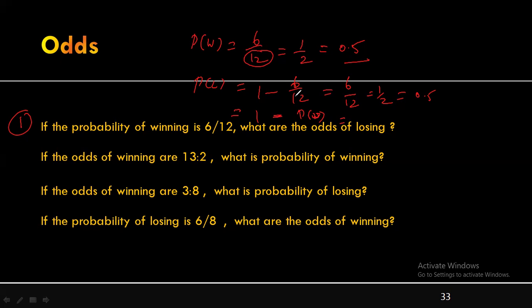Okay, how do I get 6 over 12 if I do 1 minus 6 over 12? That's basic math, right? So here, I just write it here. What is the common denominator? That is 12, right? So 12 into 1 is 12, minus 6, and 12 minus 6 is 6 over 12. Is it clear?